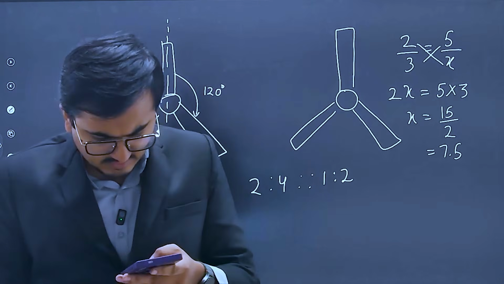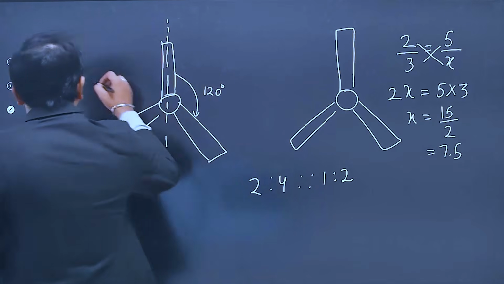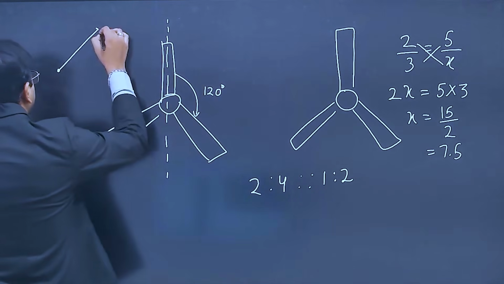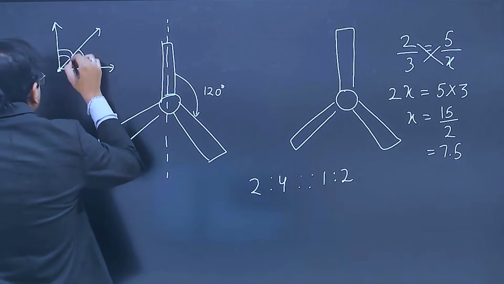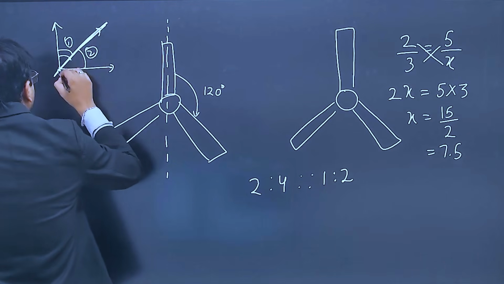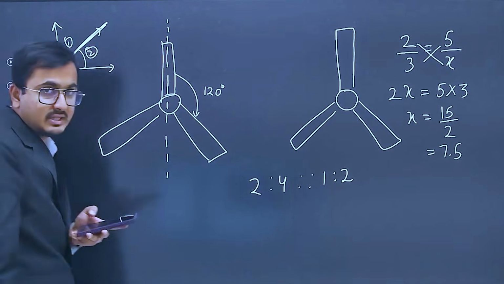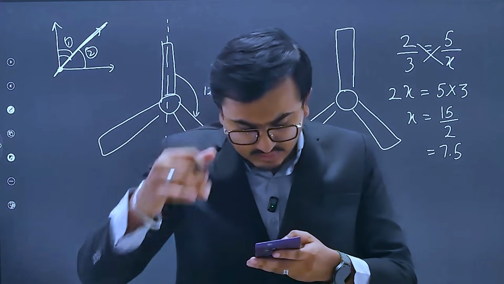So I have a doubt in adjacent angle. Adjacent angle has two conditions. One, there should be a common vertex, and there should be a common arm. So therefore, these two, angle 1 and angle 2. See, this is the common arm, and this is the common vertex.